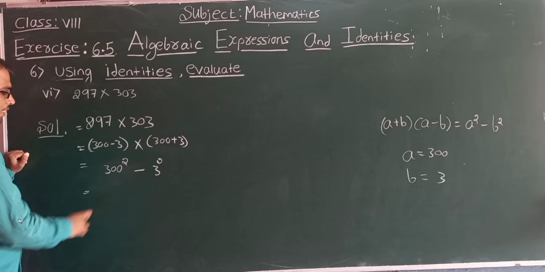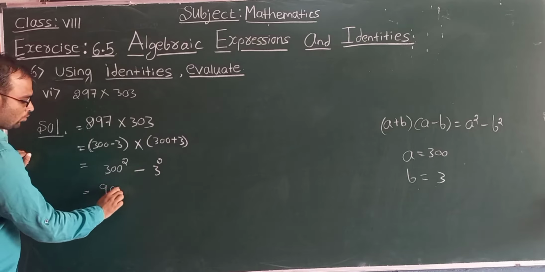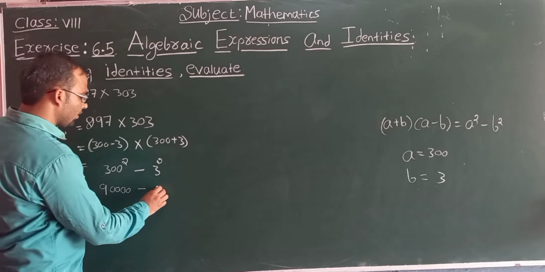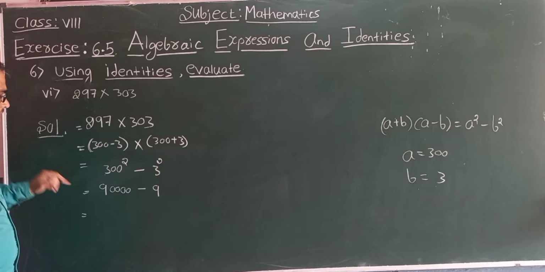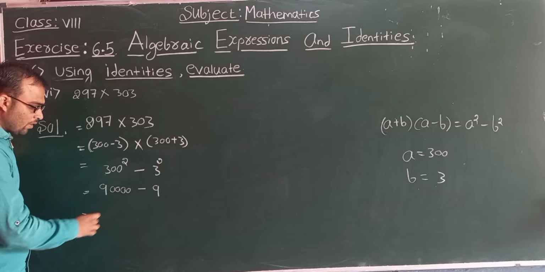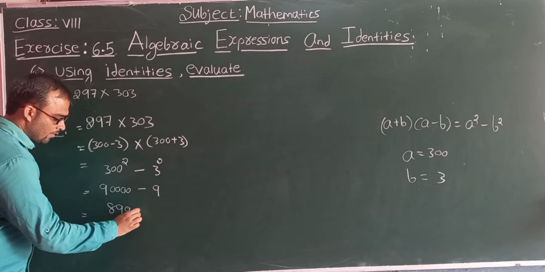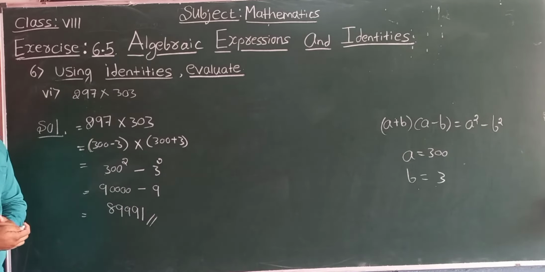So 300 square: 3 3s are 9, and the zeros make it 90,000, minus 3 square, which is 9. Now we have 90,000 minus 9. When you subtract 9 from 90,000, what will you get? 89,991. So this will be the solution of the 6th problem.